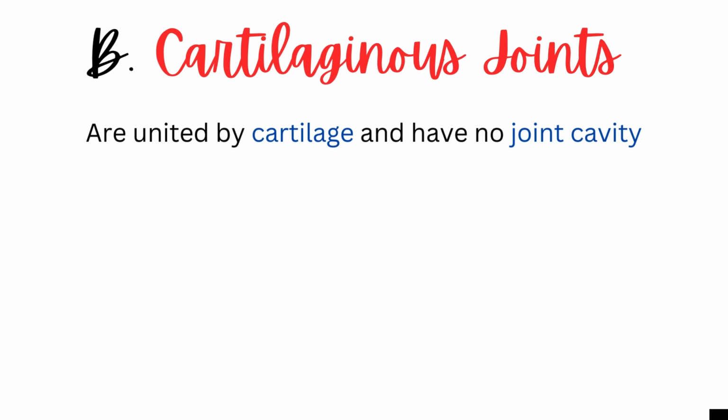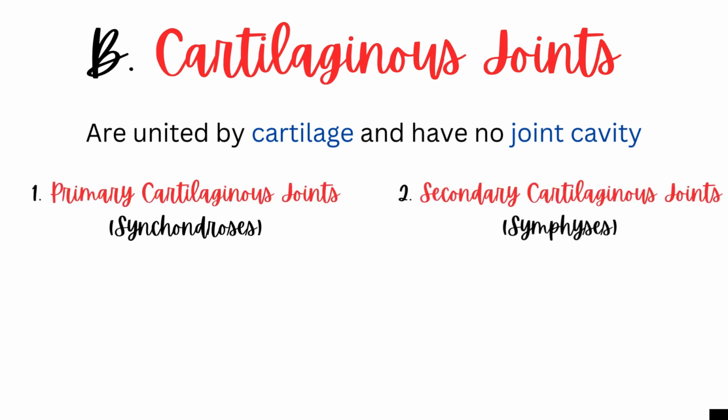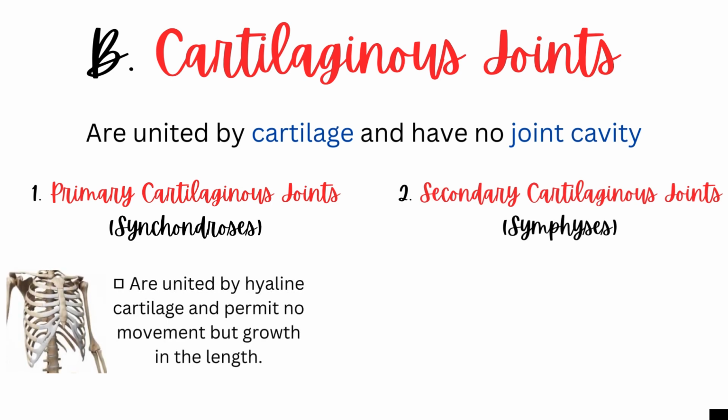We divide the cartilaginous joint into two categories, the primary joint and the secondary joint. The primary joint is also termed a synchondrosis, and the secondary cartilaginous joint is also termed a symphysis. The joints that are united by hyaline cartilage and permit no movement at all, but grow in length, so we can see growth in the joint but there is no movement, and there is hyaline cartilage in it, such a joint is a primary cartilaginous joint, also termed a synchondrosis.